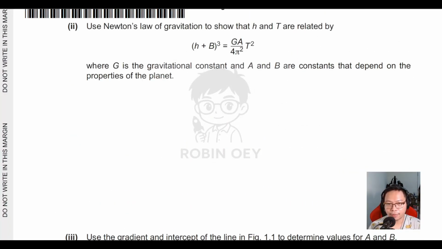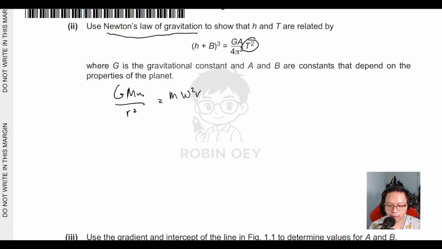Okay, use Newton's law of gravitation to show that h and T are related by this expression, where G is the gravitational constant and a and b are constants that depend on the properties of the planet. So first things first, Newton's law of gravitation, and we have period here. So we will be talking about GMm over r squared providing the centripetal force, in this case m omega squared r. You can use mv squared over r, it doesn't matter, you will get the same result.